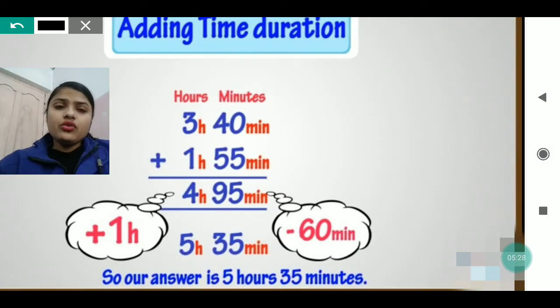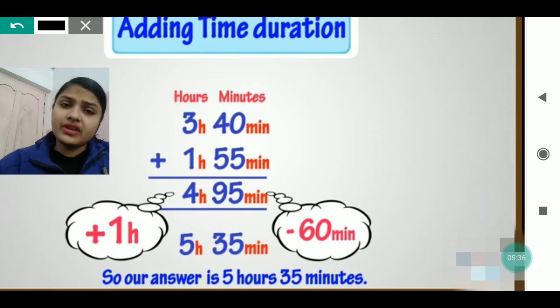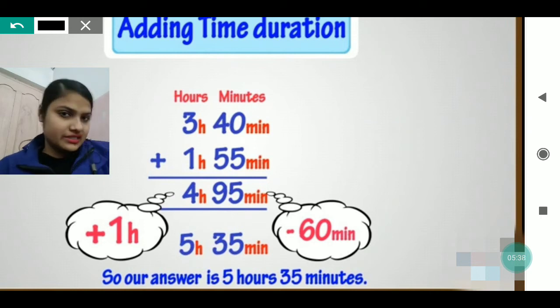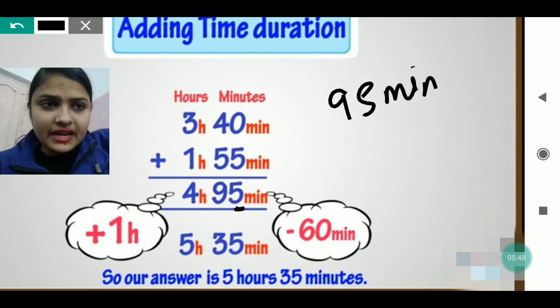After that again two columns you have to make. Okay, one for hour and one for minute. You write the hour in the hour hand side and minute in the minute hand side. But here one thing more is there. Okay, what it is, like 0 plus 5 you are getting 5, 4 plus 5 you are getting 9. Okay, so 95 minutes you are getting.